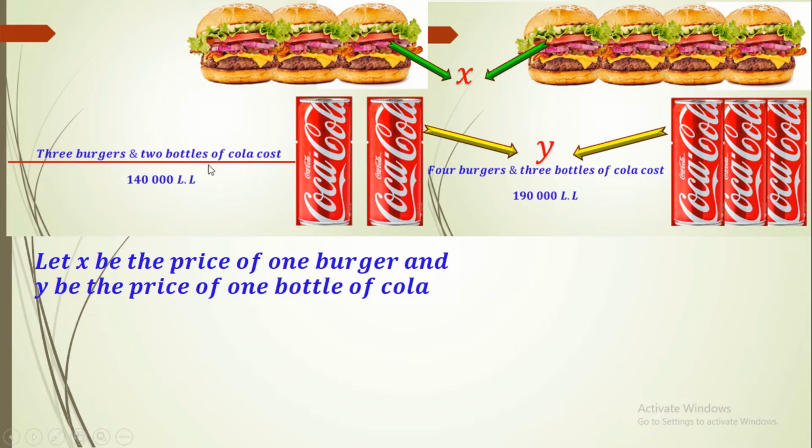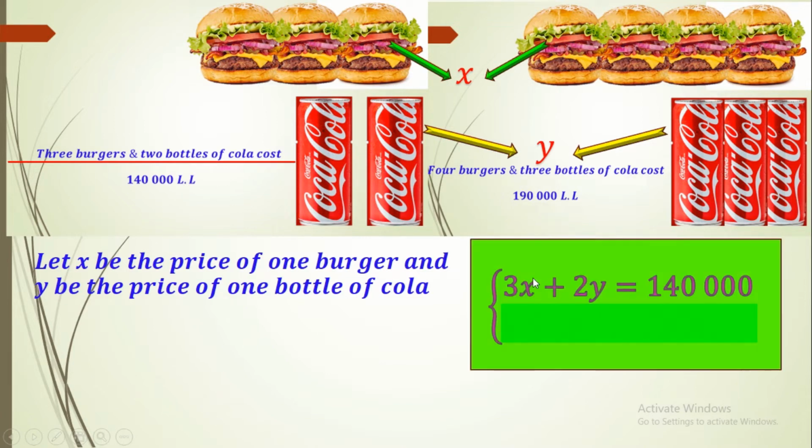Now we can group our information in a system together. 3 burgers and 2 bottles of cola cost 140,000 Lebanese lira. So we can say that 3x, since x is the price of a burger, plus 2y, which is the price of each bottle of cola, gives us 140,000 Lebanese lira. So 3x plus 2y equals 140,000.